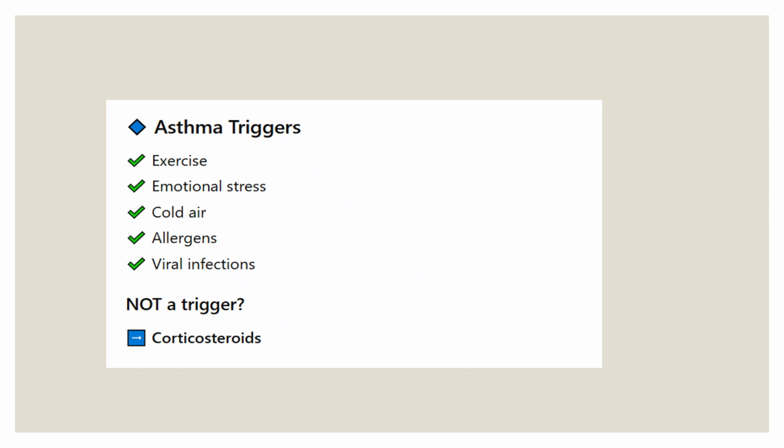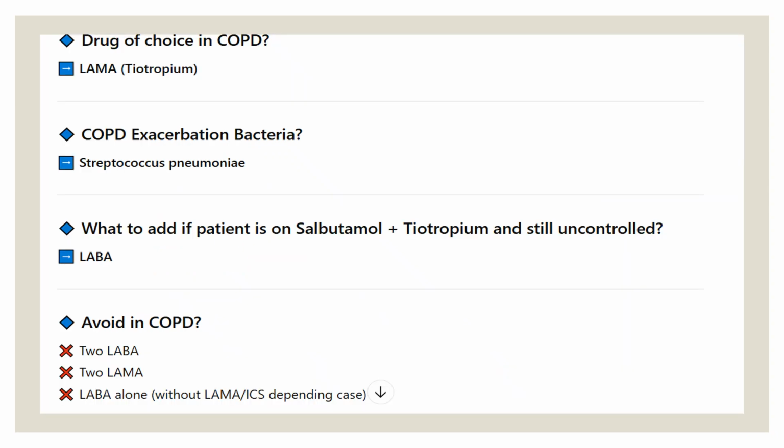Not a trigger: corticosteroids do not trigger asthma. Drug of choice in COPD is LAMA. LAMA is what? Long-acting muscarinic antagonist. Example, tiotropium. COPD exacerbation bacteria. Okay, what is that bacteria name? Streptococcus pneumoniae. What to add if the patient is on salbutamol and tiotropium and still uncontrolled? Salbutamol is SABA, tiotropium is LAMA. And they are saying the patient is still uncontrolled. Then we are going to add LABA. Avoid in COPD: two LABAs, two LAMAs, LABA alone. And this is a controversial thing, LABA alone.